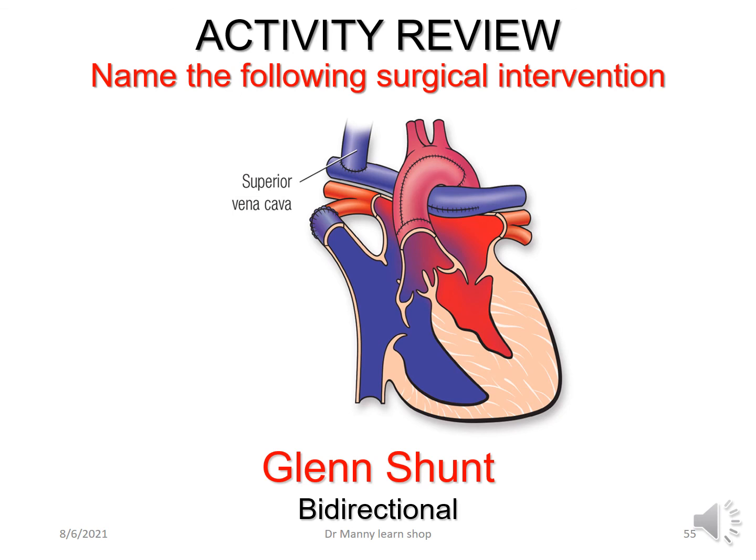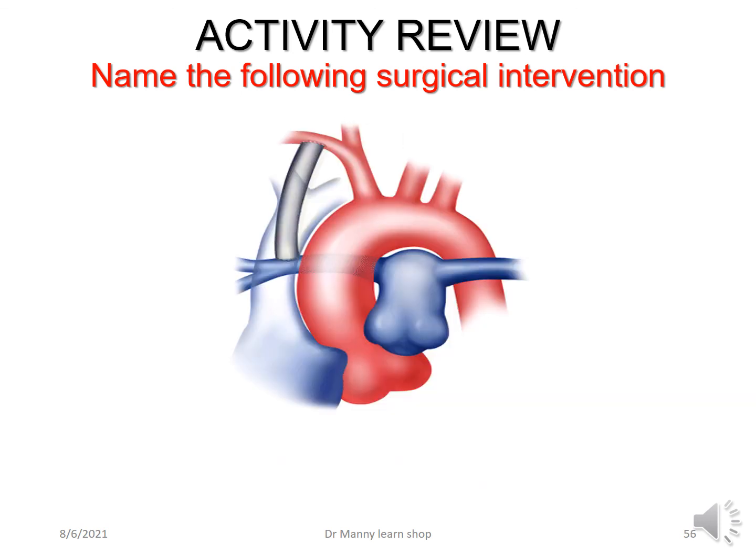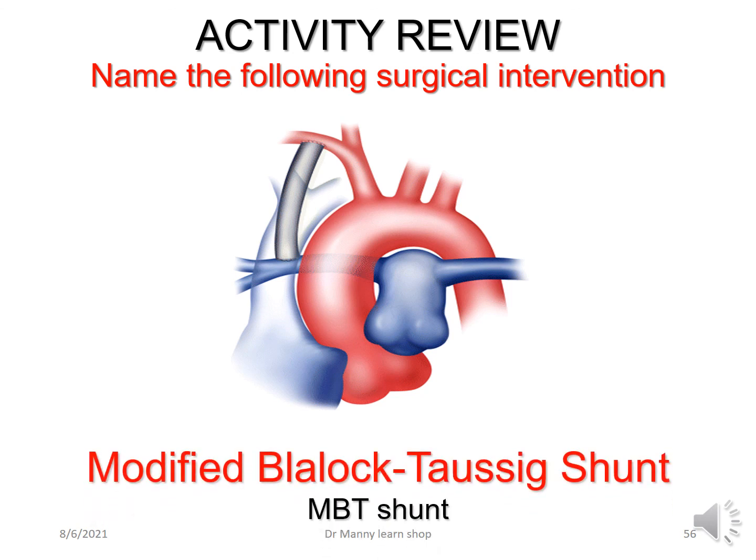For those of you that are looking more closely at it, I didn't really want anything specific. This is hypoplastic left heart syndrome, but this is the Damus-Kaye-Stansel procedure as well, with the creation of a new aorta and pulmonary artery. But really I was just looking for the Glenn shunt. What about this surgical intervention? This is the Modified Blalock-Taussig shunt, also referred to as the MBT shunt.